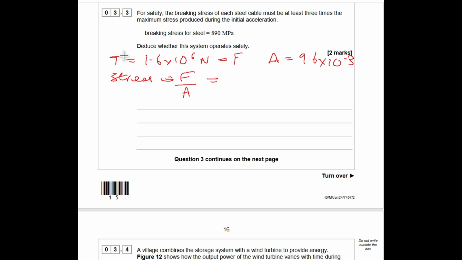So if I put those in, I get 167 megapascals. Then if I times that number by 3, so 3 times that, that gives me 500 megapascals, which is less than 890 megapascals.